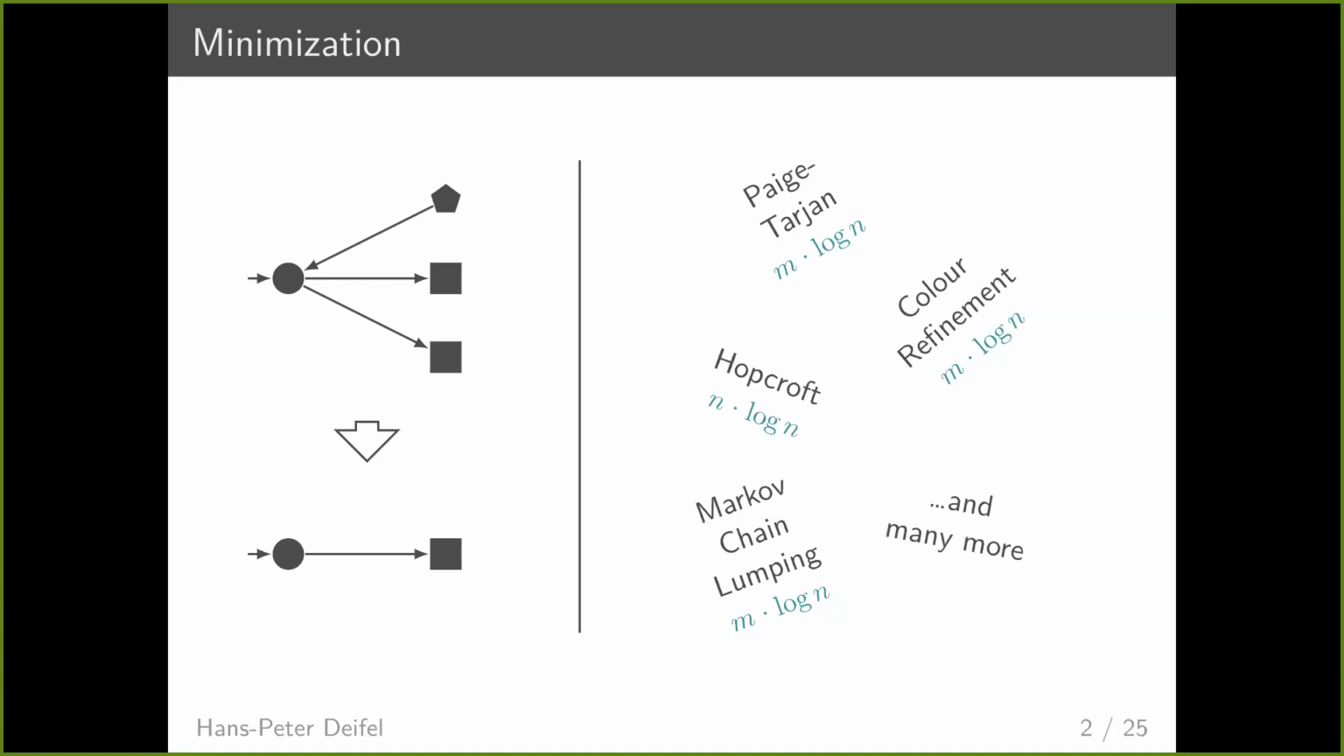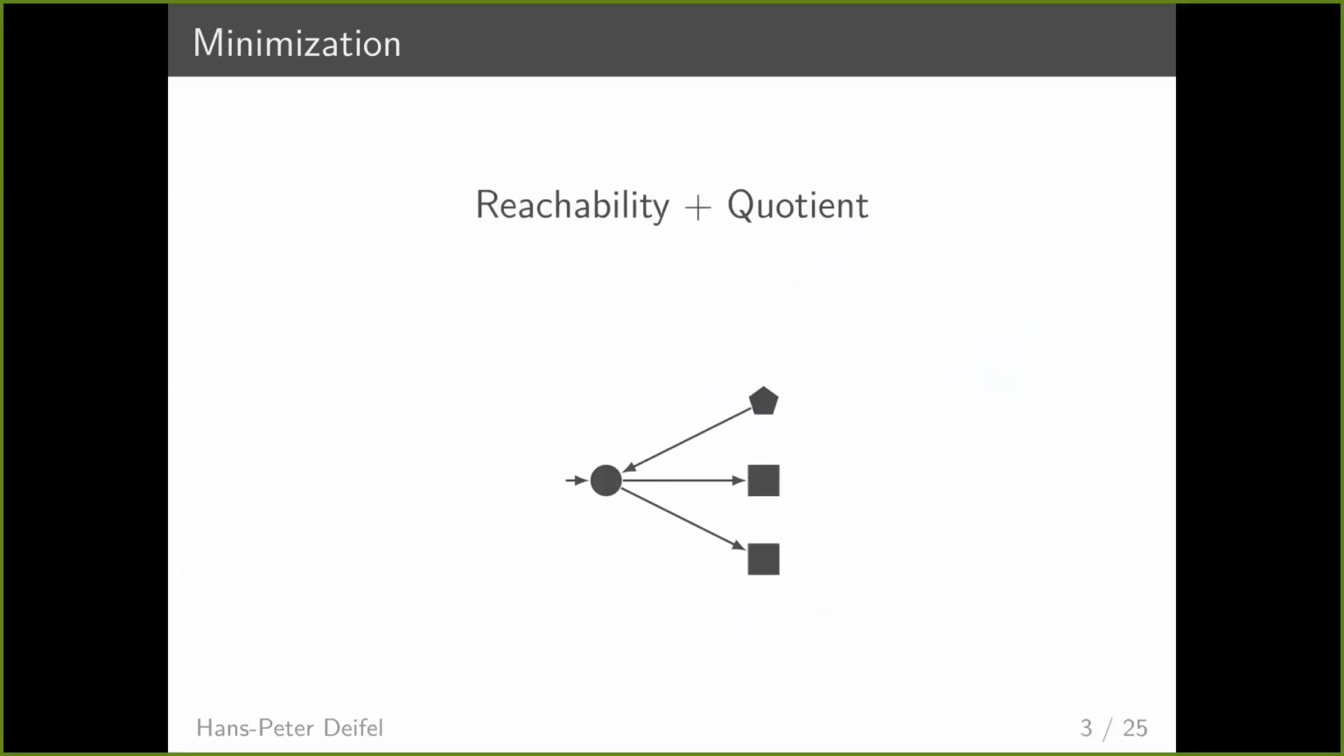And the goal of this project is to subsume all these algorithms under one umbrella, so to say. And to do this, we need to look at some of the similarities. On a very high level, a similarity between them is that they consist of two steps. Those two steps would be reachability analysis and quotient computation.